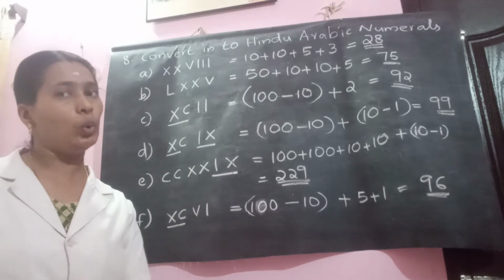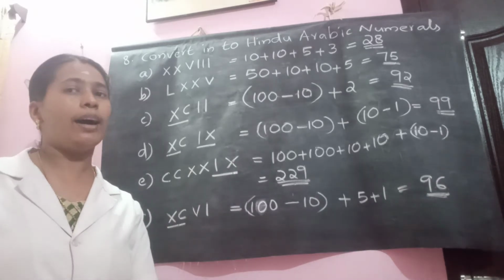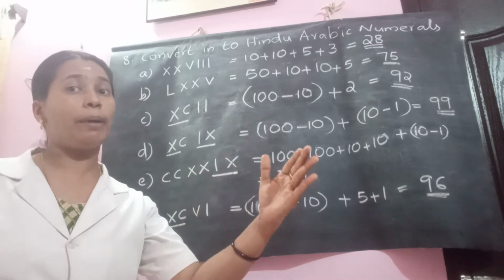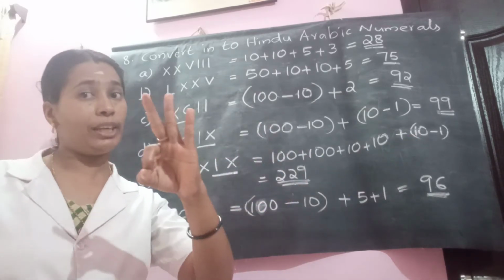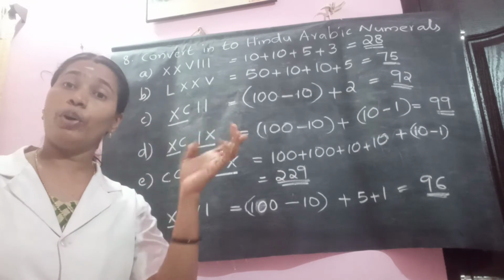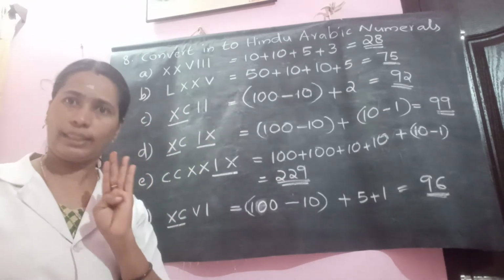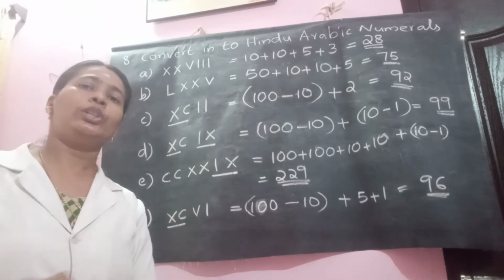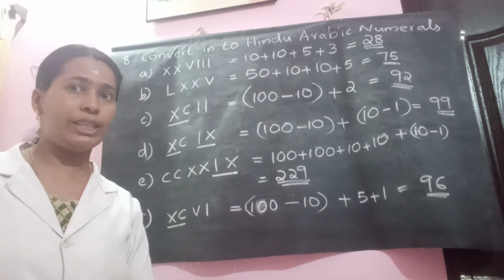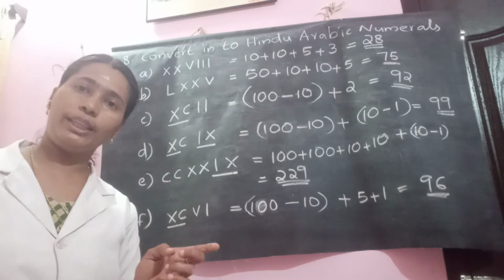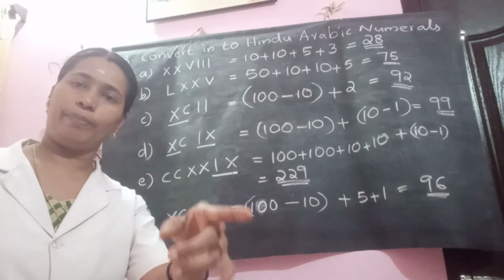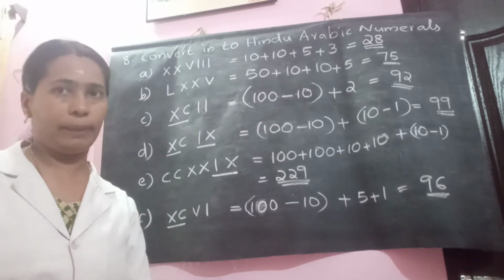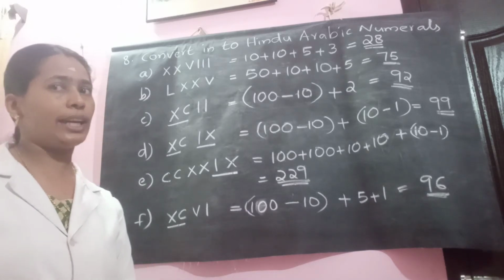And there are some rules. What do the rules say? We cannot repeat a digit more than 3 times. Maximum we can repeat by 3 times. The 4th time we can't repeat it. And among these 7 symbols, 3 of them cannot be repeated. Which are they? They are V, L and D. V, L and D cannot be repeated.